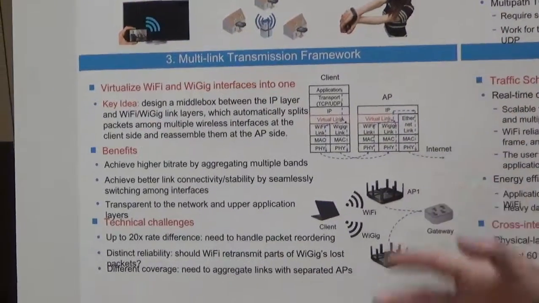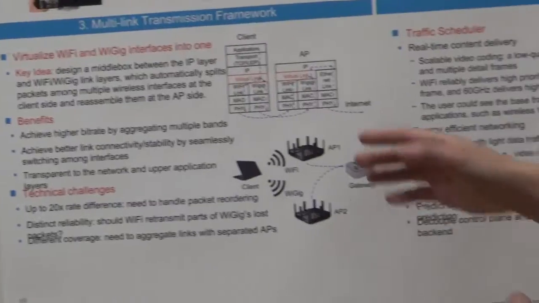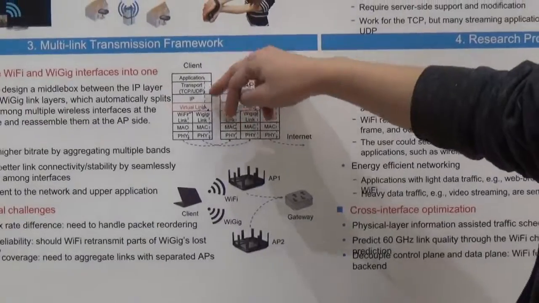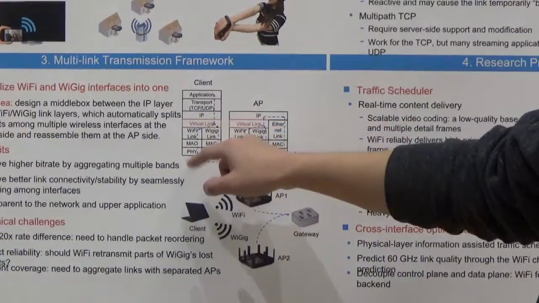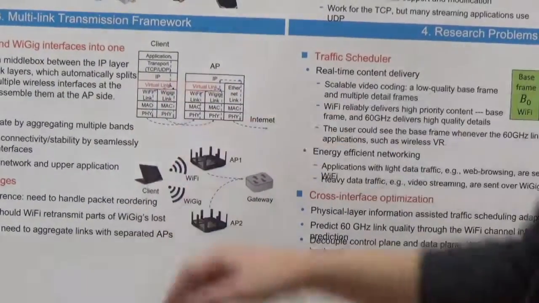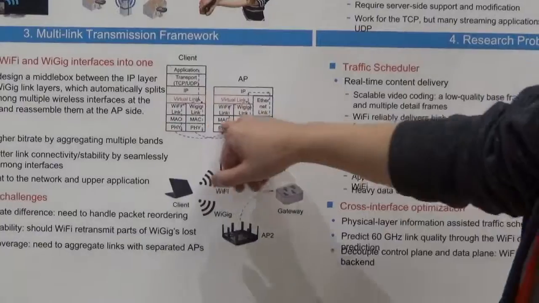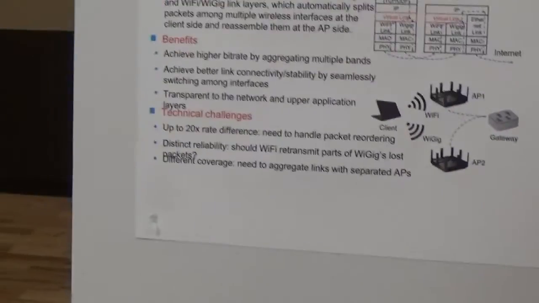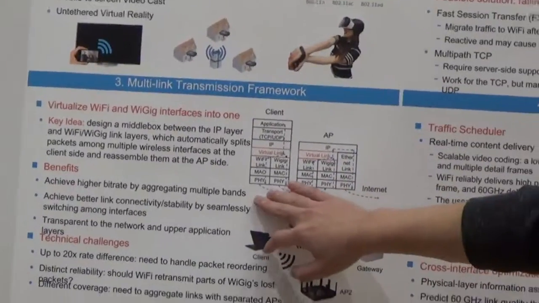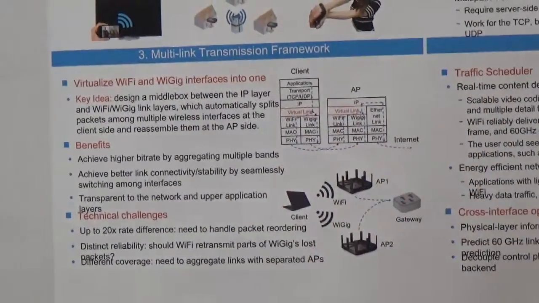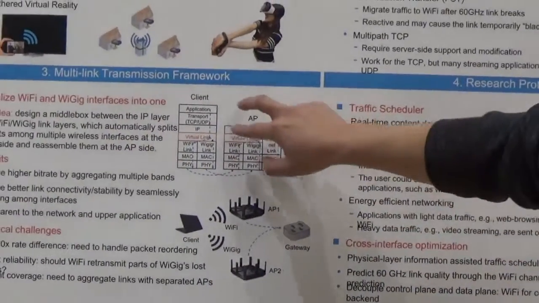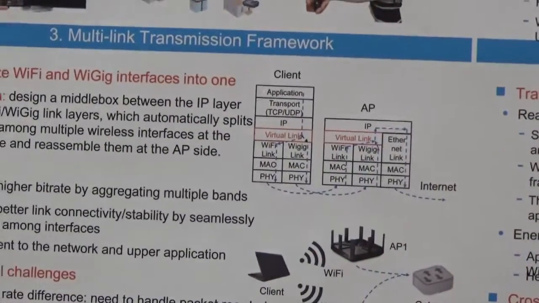It will virtualize the two Wi-Fi interfaces into one. The basic idea is to split the packets coming from the IP layer and transmit them through both links at the same time, and we assemble them on the access point side and then send them through the Ethernet. The benefit is that we can get a higher bit rate and better link quality, and it's also transparent to the upper-layer application, so it doesn't require any modification of the IP layer.